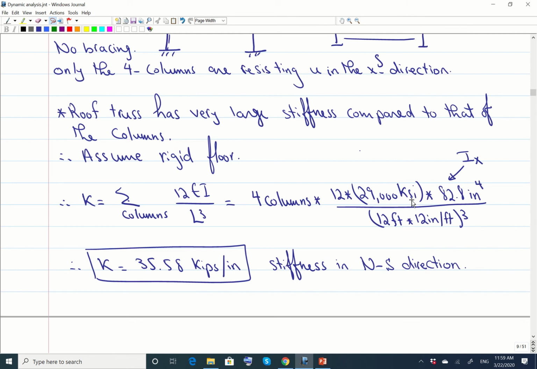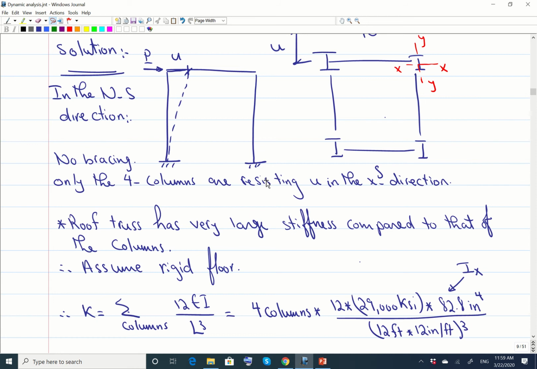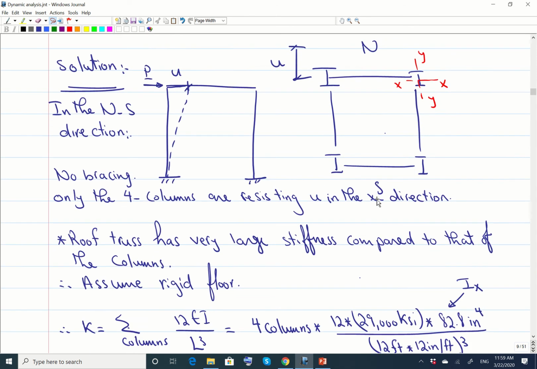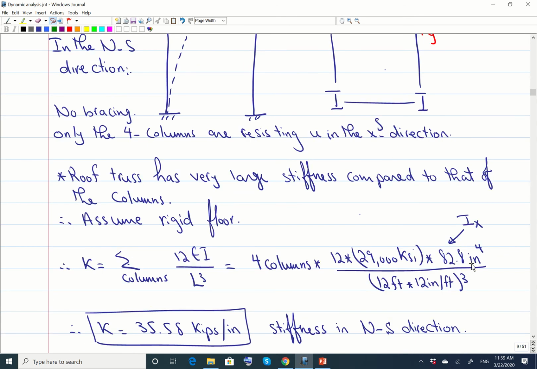That's a constant value for steel, multiplied by I. Which I? It's IX, because in the north-south direction, this column is going to be bent about the X direction over here. So IX, which is 82.8 inch to the power 4, divided by L cubed.